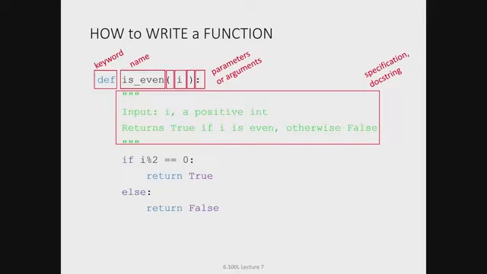And you can see here I've said that this function takes in an input I, which I restrict to be a positive integer, and then I say what the function gives back to the user. So it will return true if I is an even number, and it will return false otherwise. So I've hit all the points: the inputs, what the function does, and what it gives back to whoever wants this function to run.